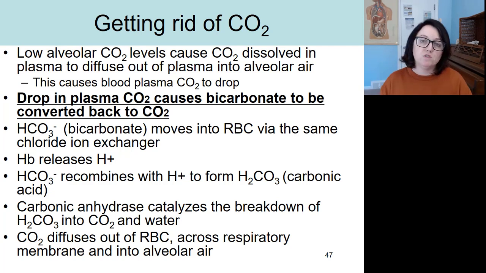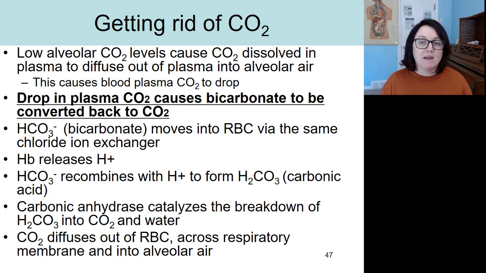So once those CO2 levels drop in the blood plasma, we are going to exchange the bicarbonate for chloride ions again. In this case, we're moving chloride ions out of the red blood cell and moving the bicarbonate into the red blood cell. The hemoglobin, which was buffering the hydrogen ions, is now going to release the hydrogen ions. Those hydrogen ions can then recombine with the bicarbonate, reforming the carbonic acid.